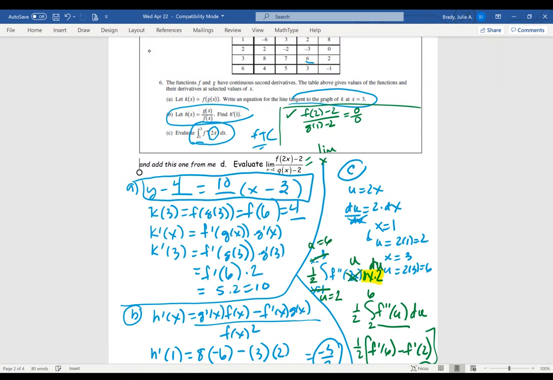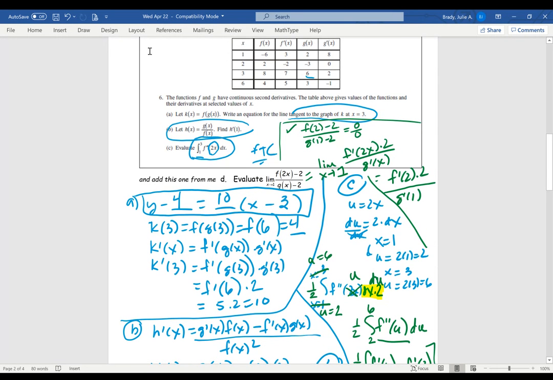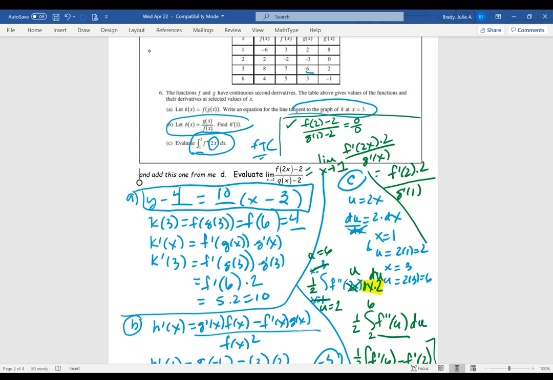So this is the limit as x approaches 1 of f prime of 2x times 2 over g prime of x. Now let's see if that works. So we've got f prime of 2 times 2 over g prime of 1. f prime of 2 is negative 2, times 2, and g prime of 1 is 8. So I think this answer is negative 1/2. Hooray!